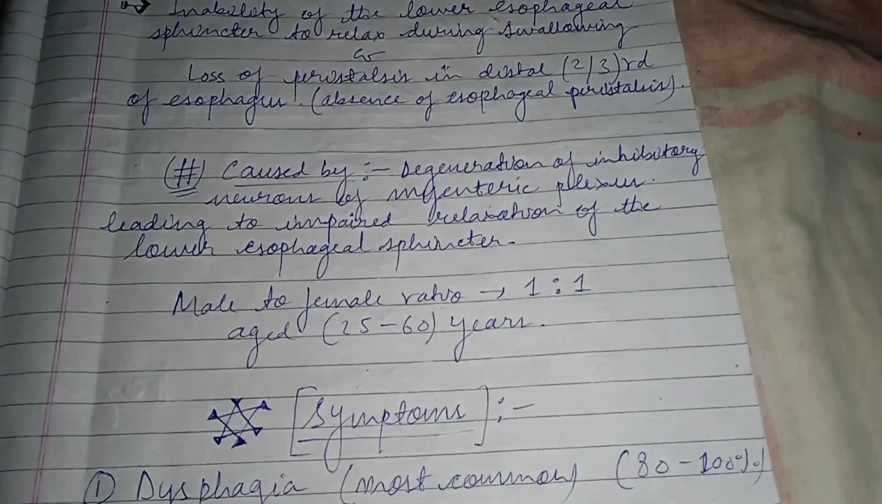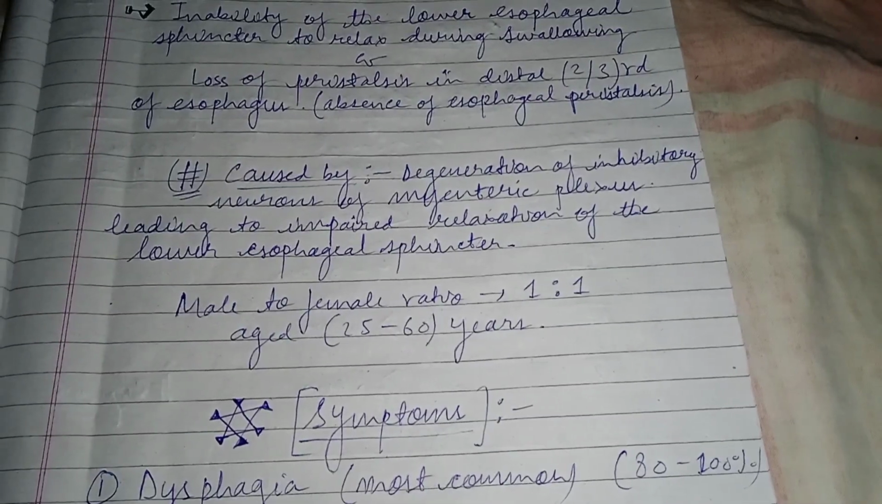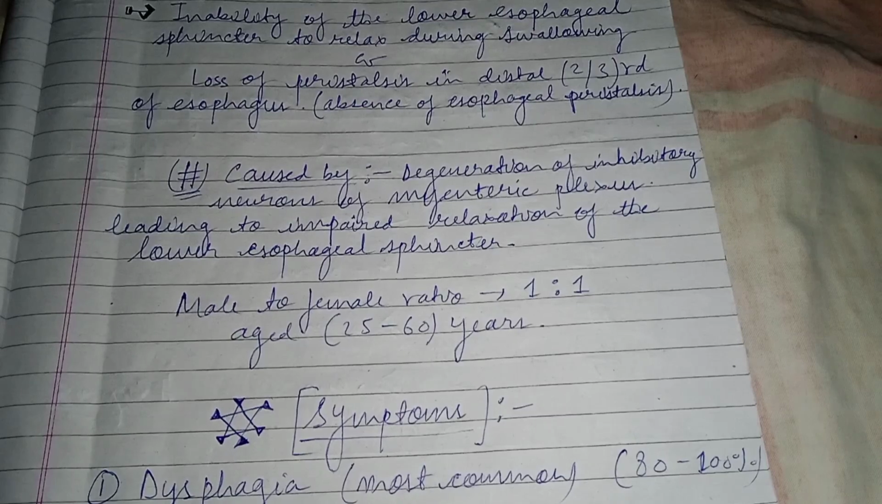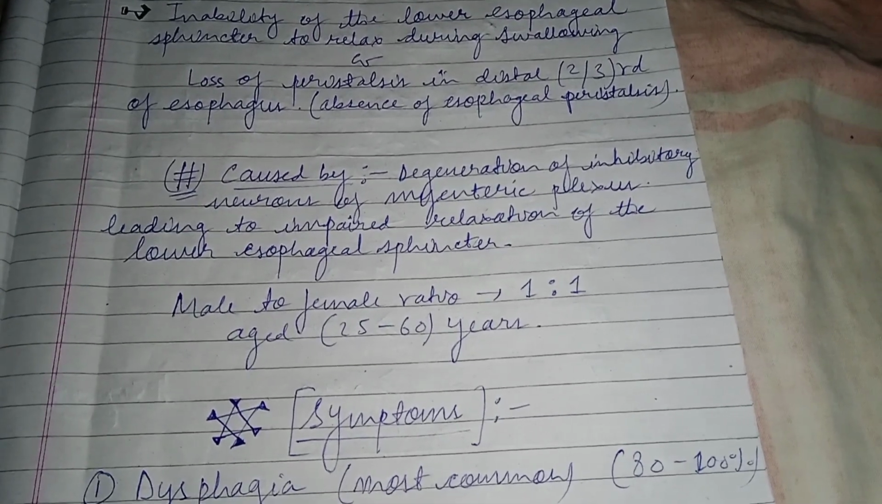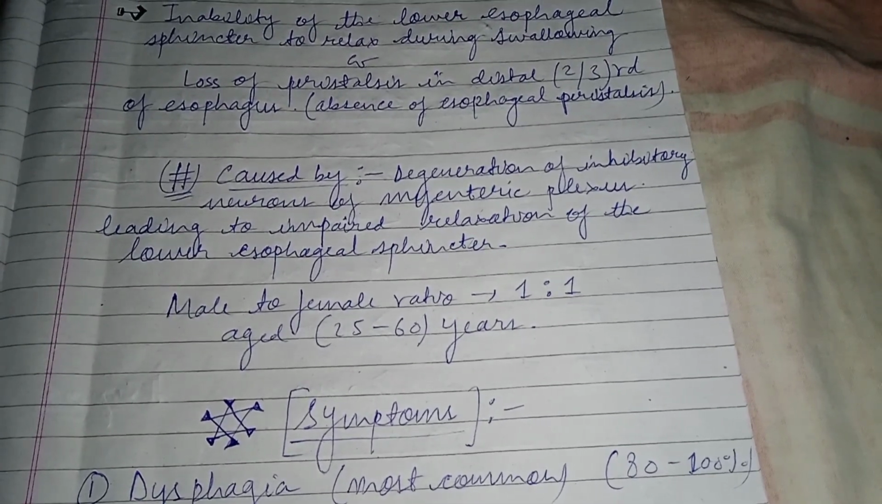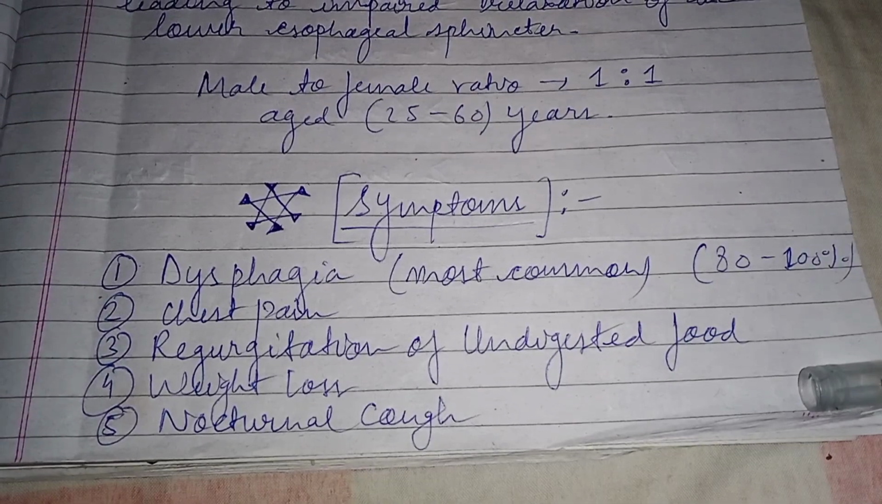And the male to female ratio of this disease is about 1:1. The ages include 25 to 60 years of age. So please have a note of it. So now let's look at the symptoms.